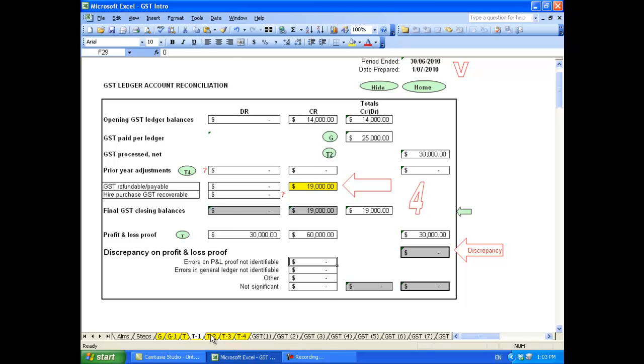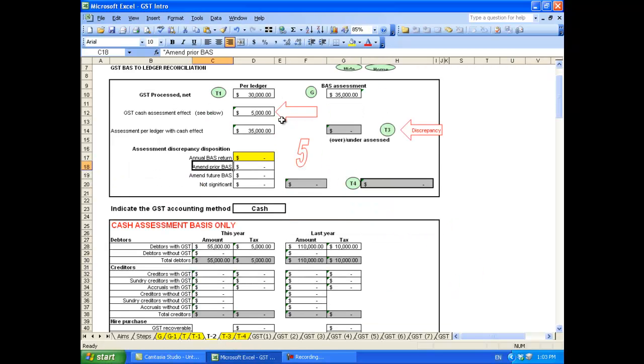The fifth step is then to compare GST processed per the ledger, adjusted for any timing differences which are worked out automatically by the Workpaper if the client is on a cash basis, and the assessment with cash effect is then determined and compared with the BAS assessments that you worked out on Schedule G. Any discrepancy needs to be explained.